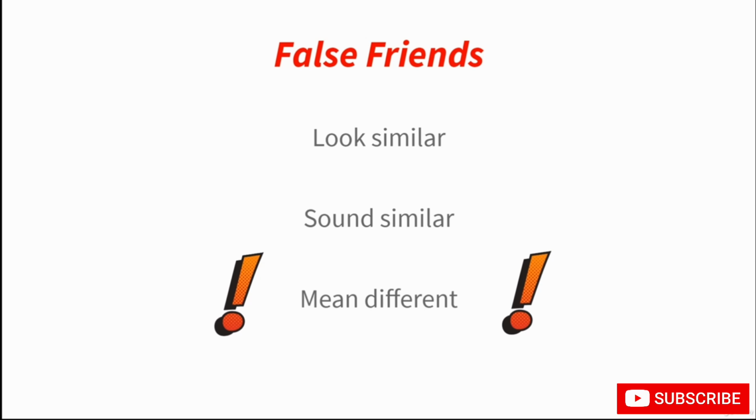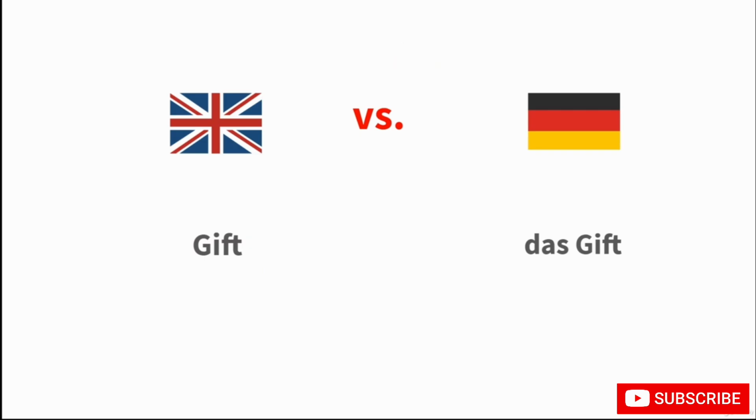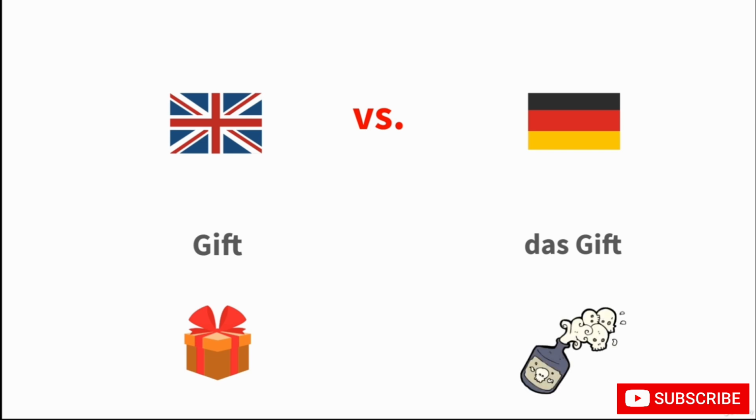Let's get started. For example, gift and das Gift. As you can see here, they look similar, they sound similar, but they mean completely different. Gift means present in English, but not in German. It means poison. Be careful about that. That is the exact definition of false friends.